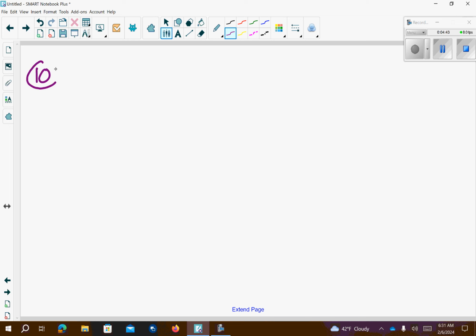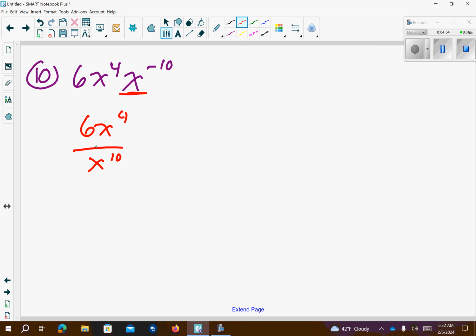Number 10, we have 6x to the 4th, x to the negative 10. So if we want, we can move this down, so it's a positive exponent. Tug of war with the x's, who wins? The bottom does by 6. And then the 6, this original 6 stayed on top.